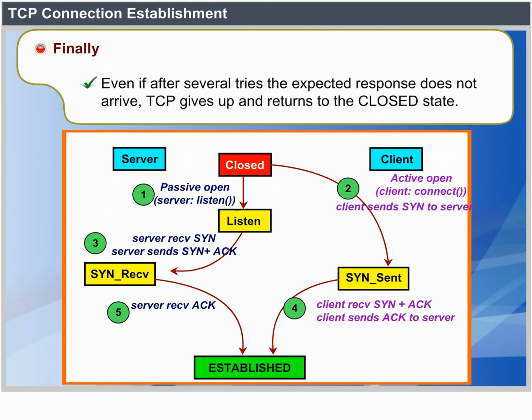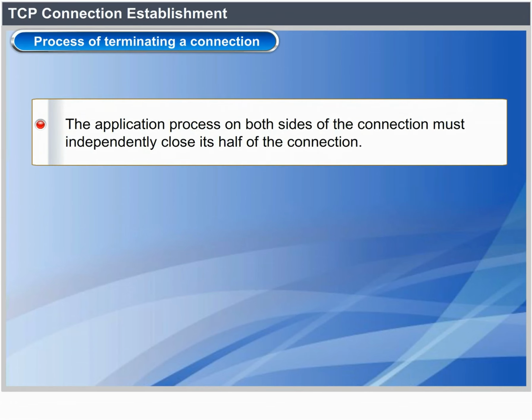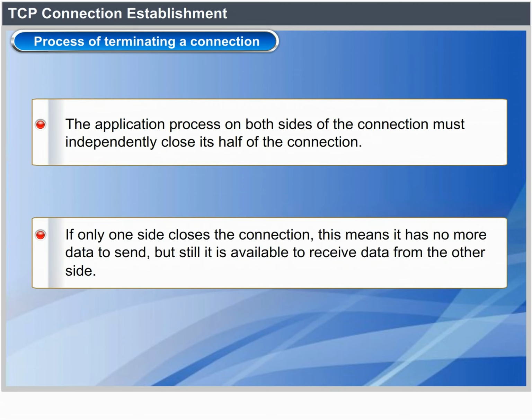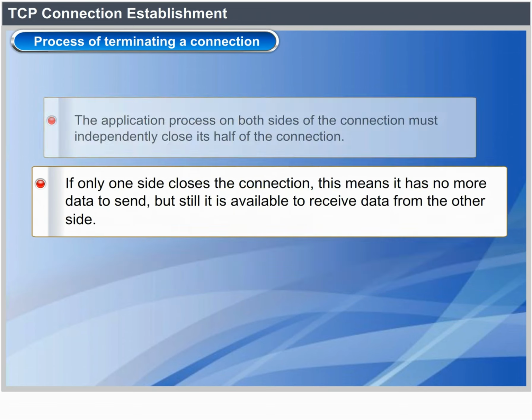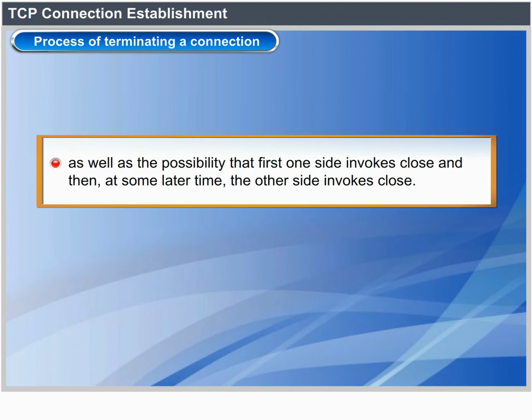Process of terminating a connection. The application process on both sides of the connection must independently close its half of the connection. If only one side closes the connection, then this means it has no more data to send, but it is still available to receive data from the other side. This complicates the state transition diagram because it must account for the possibility that the two sides invoke the close operation at the same time, as well as the possibility that first one side invokes close and then at some later time the other side invokes close.